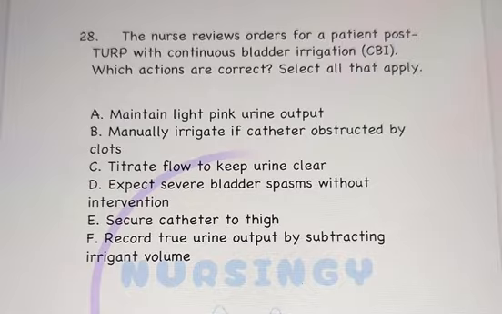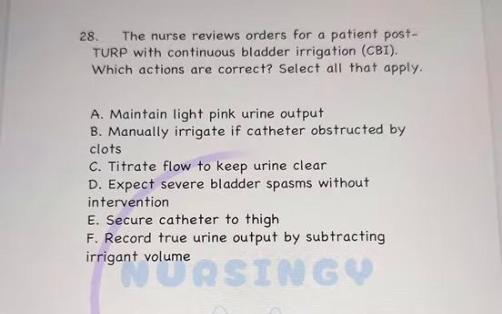So we really don't want to recommend potatoes either. Okay, 28: the nurse reviews orders for a patient post TURP with continuous bladder irrigation, CBI. Which actions are correct? Select all that apply. So we know TURP is prostate surgery. We discussed that yesterday in our first 20 questions. Why do we need continuous bladder irrigation?